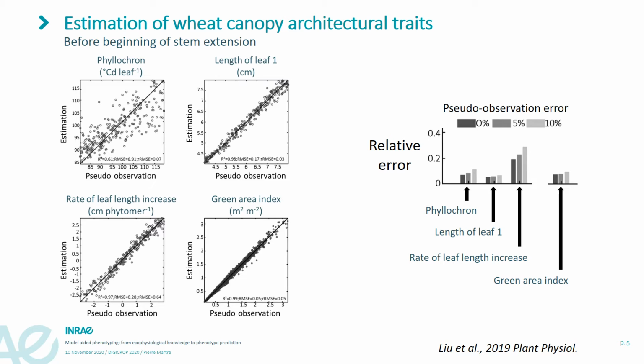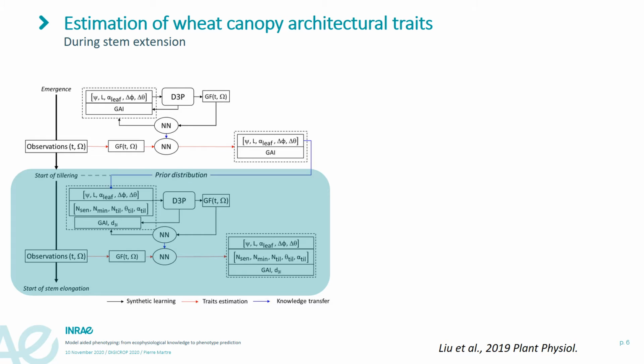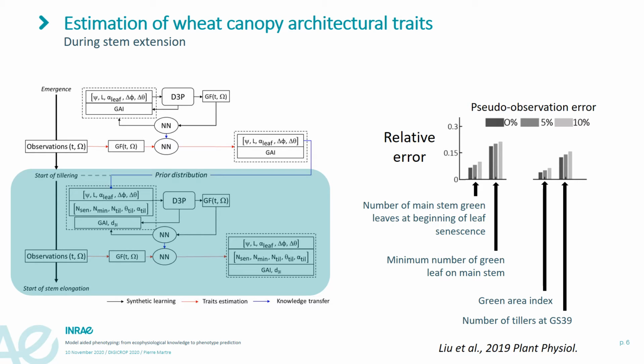So the information on these 3 early stage parameters was used as prior information to train a second neural network to estimate parameters determining the growth of the canopy during the stem extension period. And we were then able to estimate during that period the green area index of the canopy with a good accuracy of less than 10%, and we were also able to estimate the number of tillers at the end of the leaf production phase with an error of about 15%.